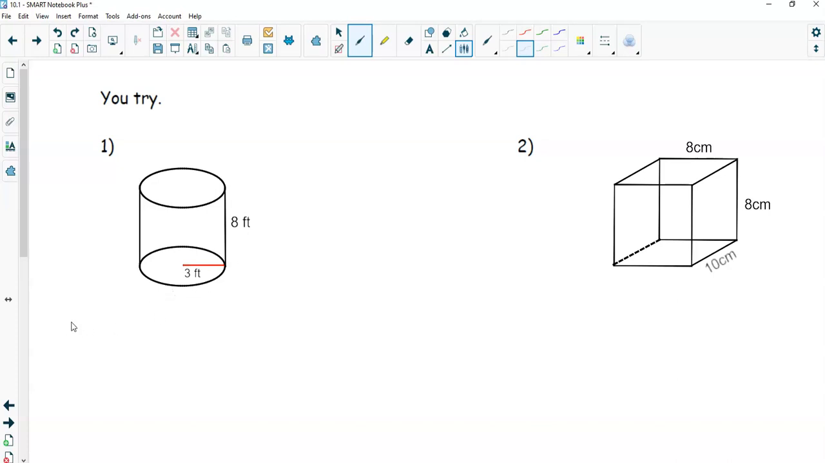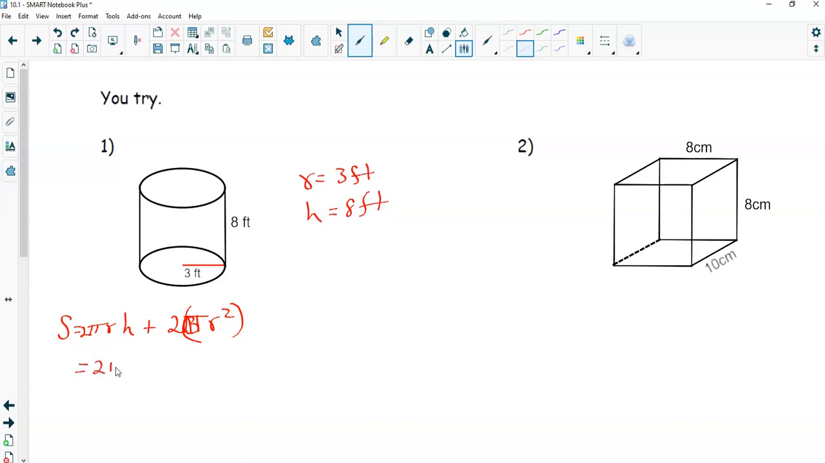Okay, so I'm going to work them both. So the first one, we have a cylinder. So what we want is the formula. So the formula for that, the surface area, is equal to pi d, or 2 pi r, times the height plus twice the area of the base, or pi r squared. All right, so I need the radius. Radius, we have it, is 3 feet. I need the height. Height is 8 feet. So I think I have everything I need.